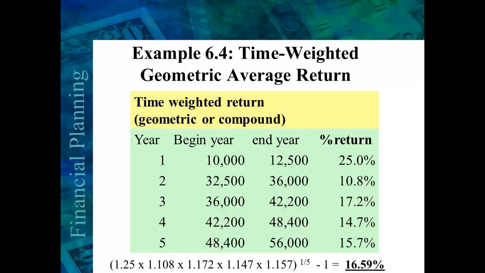The second step is to calculate the geometric average return. The time-weighted geometric average return for this example is calculated as 1.25 times 1.108 times 1.172 times 1.147 times 1.157. The product of multiplying those numbers is then taken to the 1/5 power, and 1 is subtracted from that, yielding 16.59%.